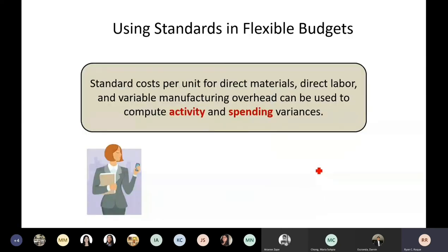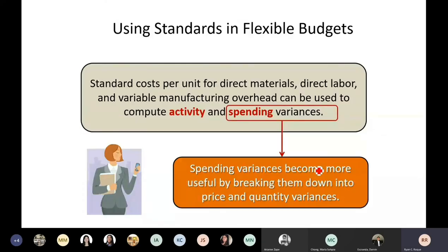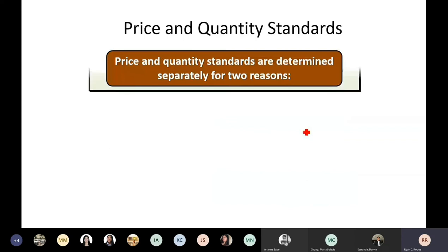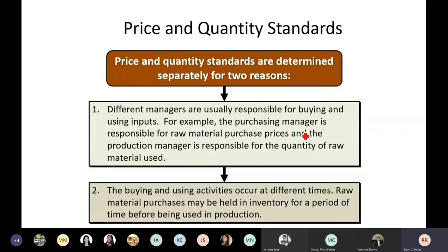Okay. Using standards and flexible budget, ang focus lang natin this time ay yung spending variances, more on the costs. Okay? Pero naka-breakdown into price and quantity variances. So, variance analysis, nasabi na natin kanina, price variance occurs because the actual price is different from the standard price. And then actual quantity, kapag iba sa standard quantity, quantity variance yan. Kaya listahan ng mga variances, pakita ko mamaya uli, pero alam niyo naman na yun.